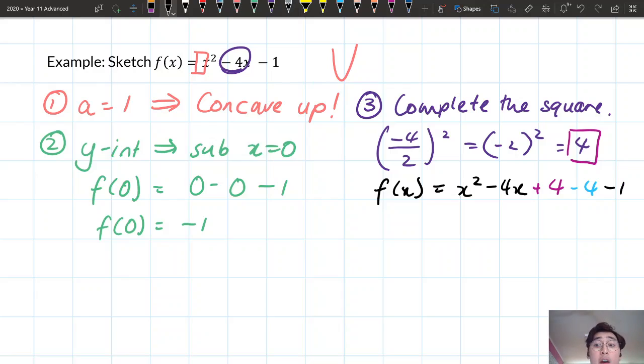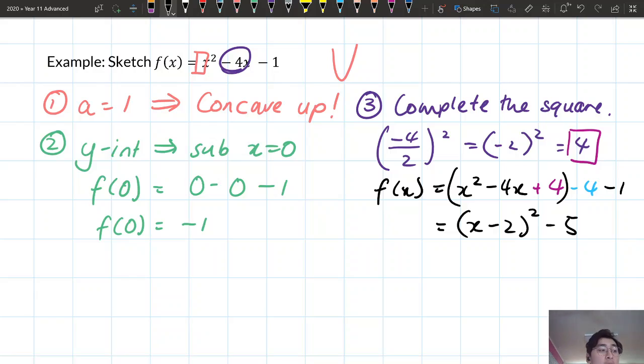What do we do after that? Well, I'm going to group my first 3 terms together because that is a perfect square. I'm just going to rewrite that as x minus 2 all squared using that perfect square factorization. Once I've got that, I've also got the numbers at the end, and that gives me minus 5.